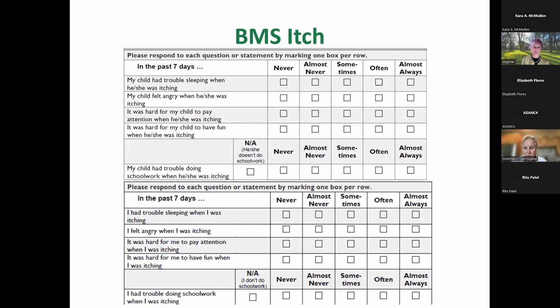Here is what the scales look like. So you see the same time frame. It asks about the past 7 days, and the response options ask about frequency of experiencing certain difficulties related to itch.